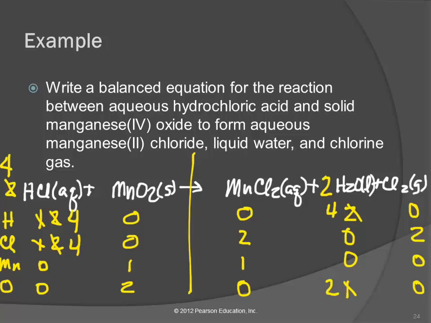So we have 4 hydrogens on the left and 4 hydrogens on the right. 4 chlorines on the left, 2 plus 2, 4 chlorines on the right. Manganese, 1 and 1, thank goodness. Oxygen, 2 and 2, phew.